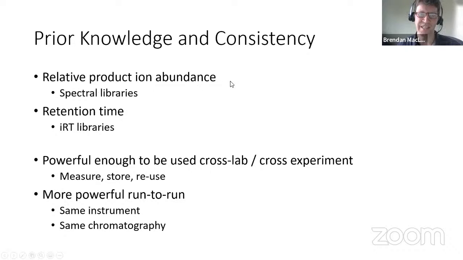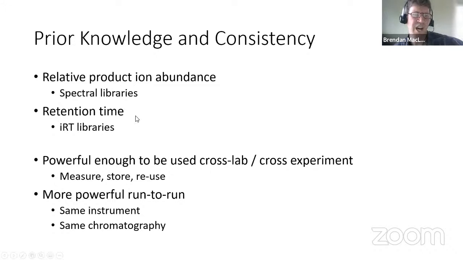You saw that yesterday with Lindsay. We would see these stripes of many runs. The transitions were very, very consistent across the runs, and we encode that in spectral libraries. So one of the key things about spectral libraries is they tell us what the relative product ion abundance is. And now we have predictors like PROSIT that can just predict these from a peptide sequence. Those are highly useful, and I recommend using them. We talked about that yesterday.